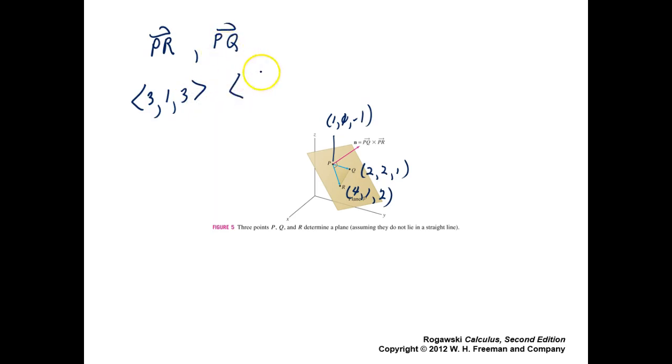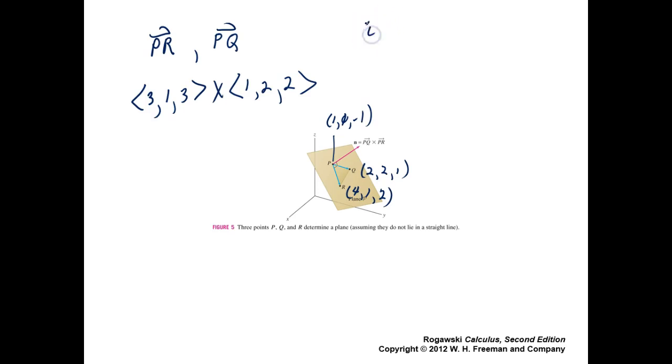Just give the numbers. 1, 2, 2. Okay. Now, those are 2 vectors. Okay. We're going to cross them. Okay. Remember how you cross vectors?